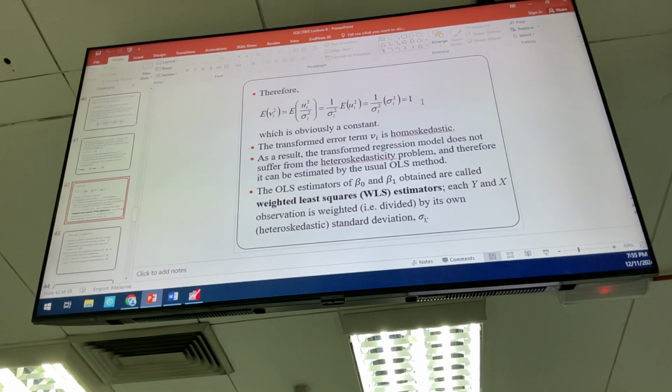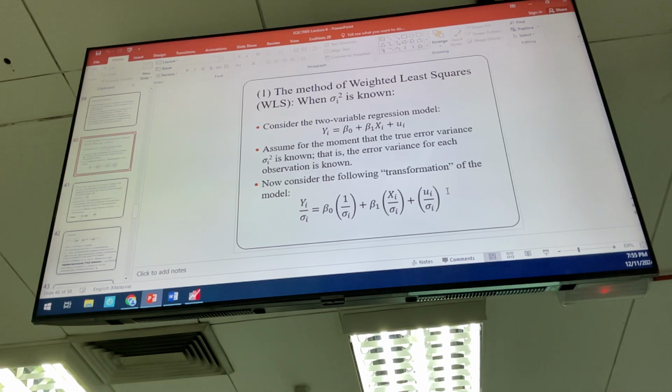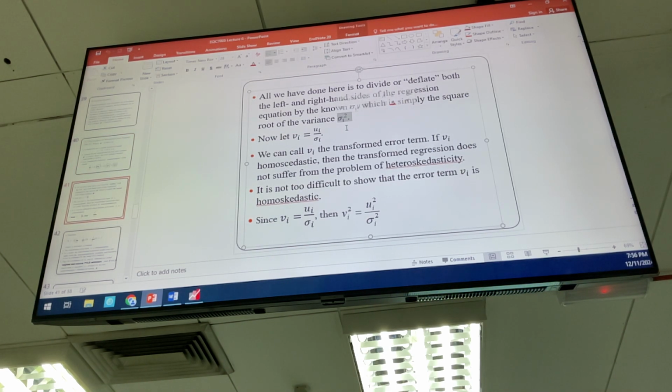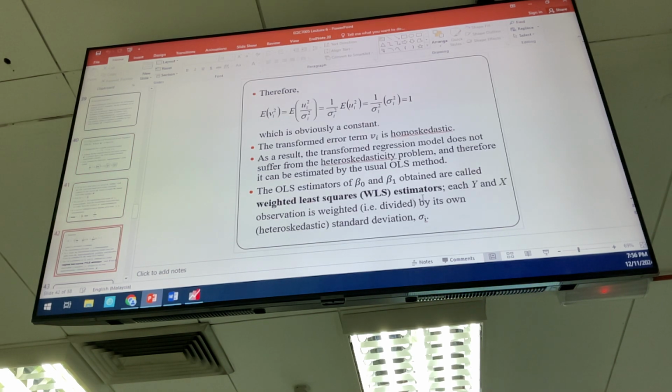So one thing we can do is transform the equation so that the new equation has a constant error variance. Instead of the original one, where the error variance of Ui is sigma i square, meaning it depends on i, it depends on x. Different i can have different values of sigma. But after we transform, if we know the value, the error variance for the new error term Vi is equal to 1. So it is now constant. The transformed error term Vi is homoscedastic.